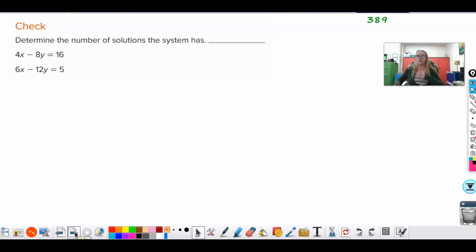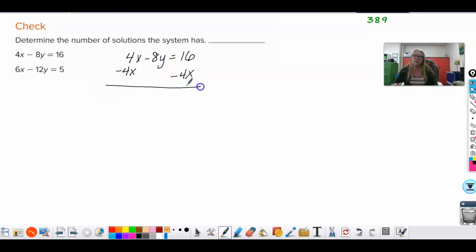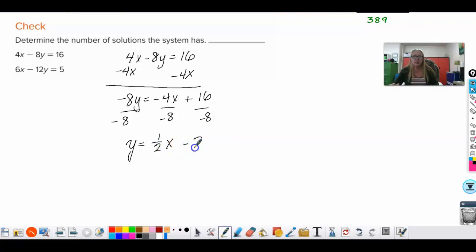All right, determine the number of solutions for this system. We're going to have to put them both in slope-intercept form, which is my favorite thing to do, math. Alrighty, let's have some fun with this. We'll start with 4x minus 8y equals 16. We want to get rid of the x because it's not supposed to be on the side. So subtract 4x from both sides gives me negative 8y equals negative 4x plus 16. And then divide everything by negative 8. Negative 8, negative 8, which gives us y equals positive 1/2 x minus 2.